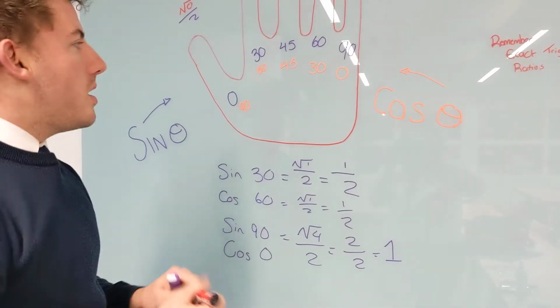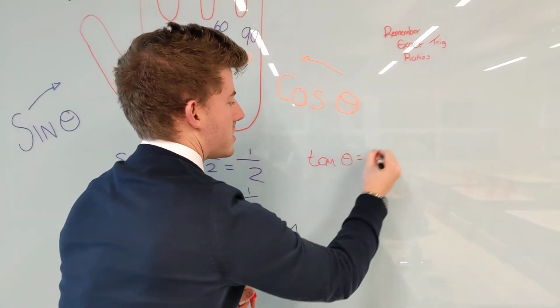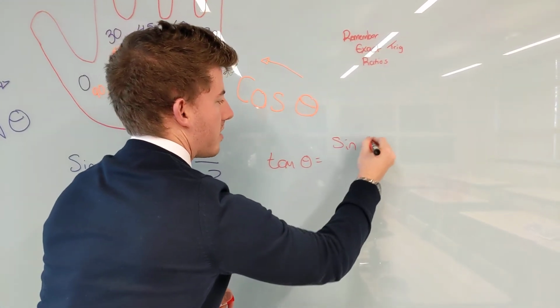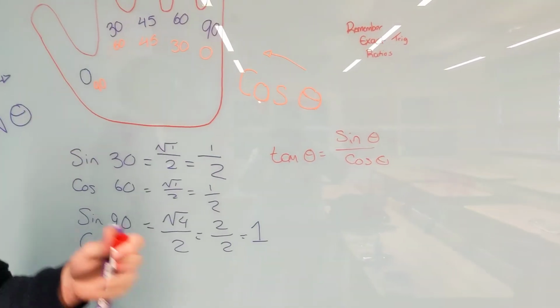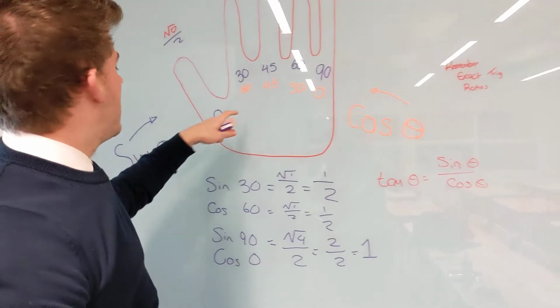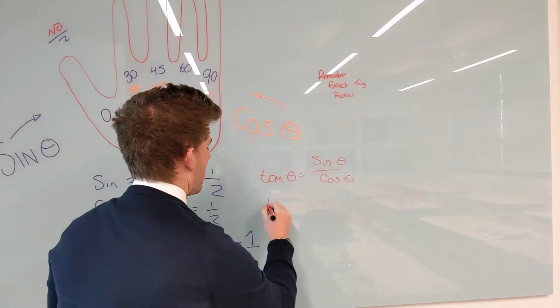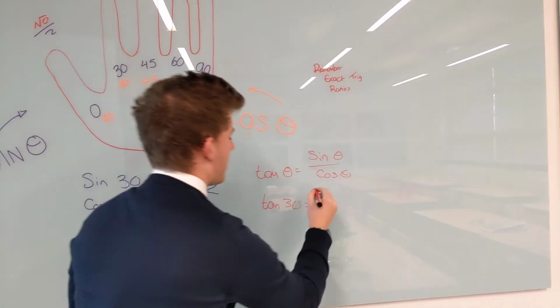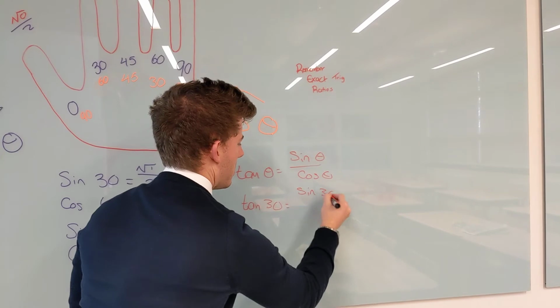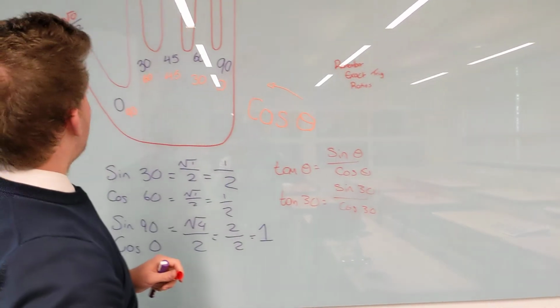Another bonus one, if you want to get tan theta of anything, it's just simply going to be whatever the sine theta is over the cos theta. So if I wanted, let's say, tan 30, well, we can say tan 30 equals sine 30 over cos 30.